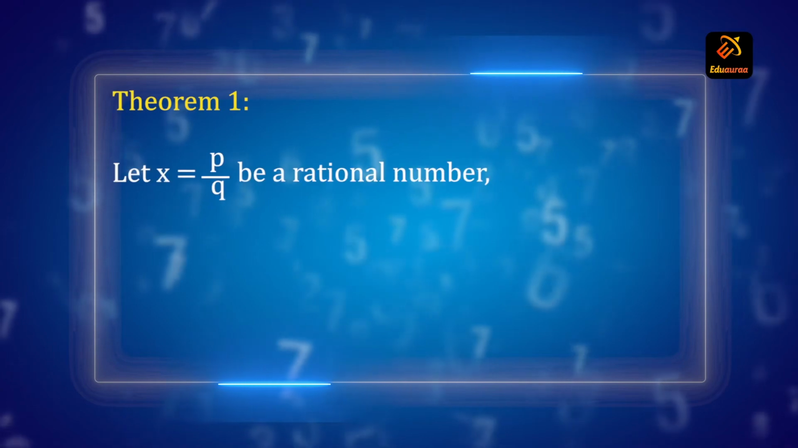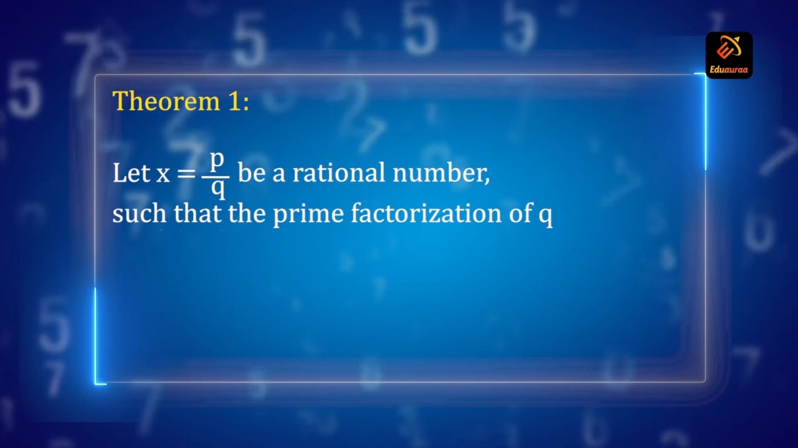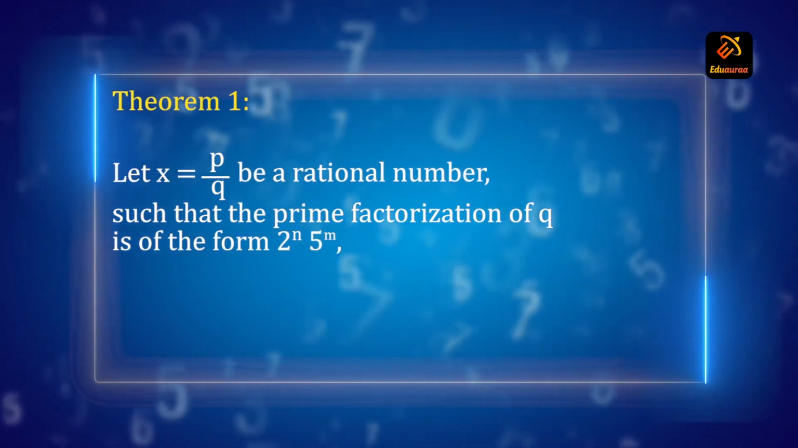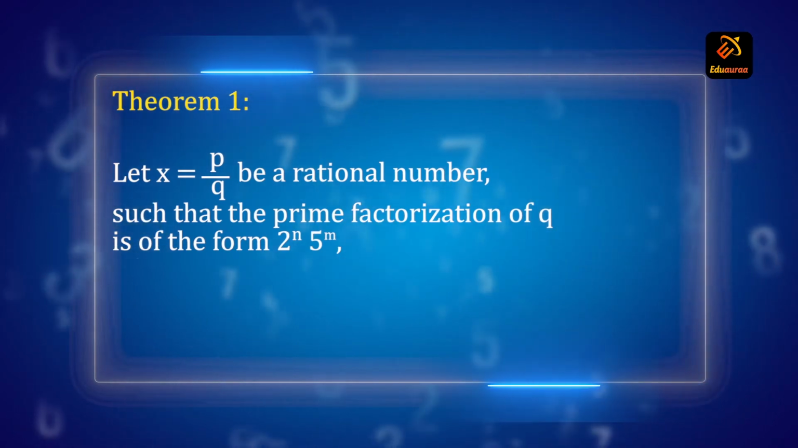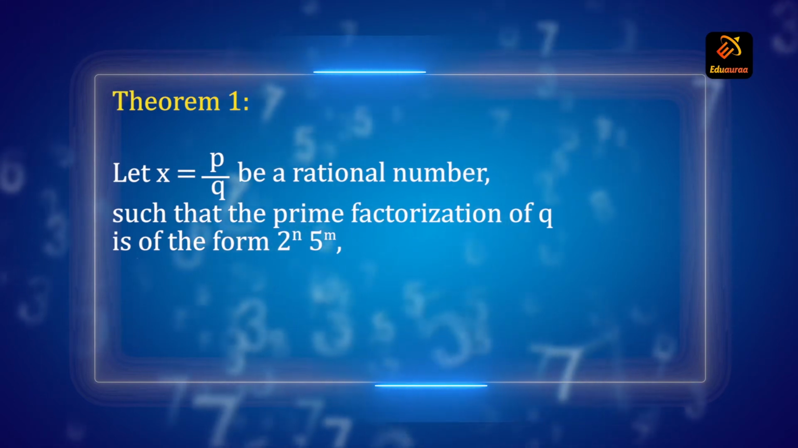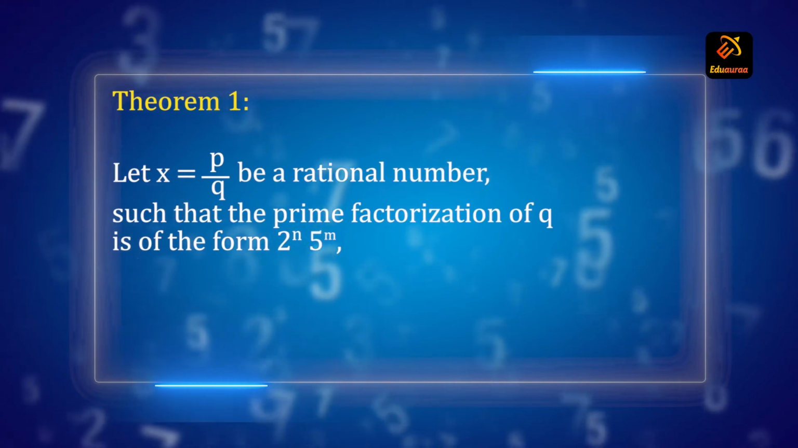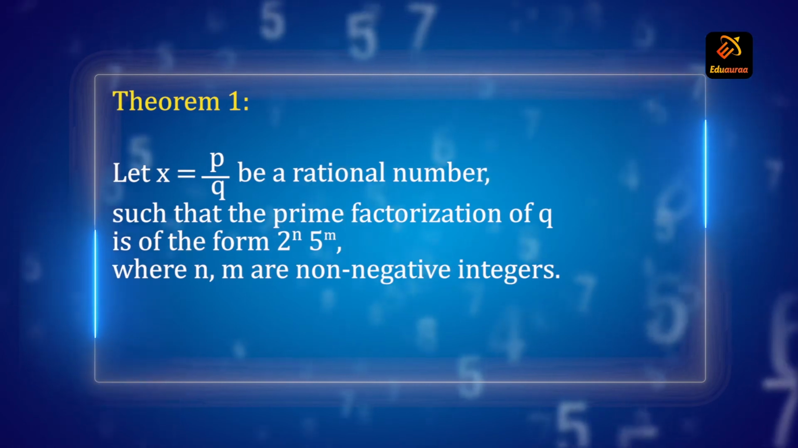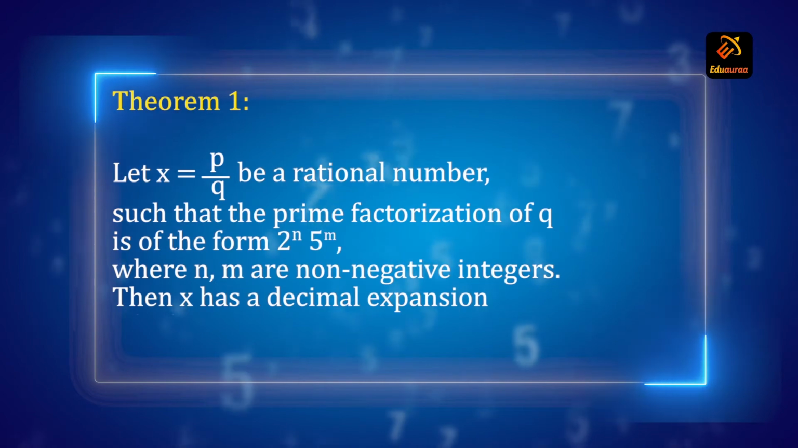Look at some theorems, students. Suppose x equal to p by q is a rational number such that the prime factorization of q is of the form 2 to the power n into 5 to the power m. Understand this, in the denominator q, only 2 and 5 are there in the prime factorization. n, m are non-negative integers. Then I say that x has a decimal expansion which terminates.